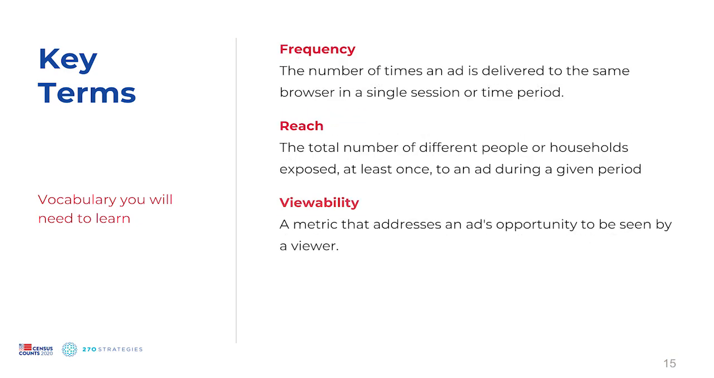Additional vocab includes frequency. This is the number of times an ad is delivered to the same browser in a single session or time period. Reach is the total number of different people or households exposed at least once to an ad during a given period. Viewability, a metric that addresses the ad's opportunity to be seen by a viewer.